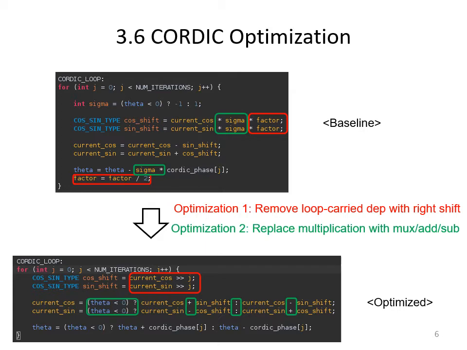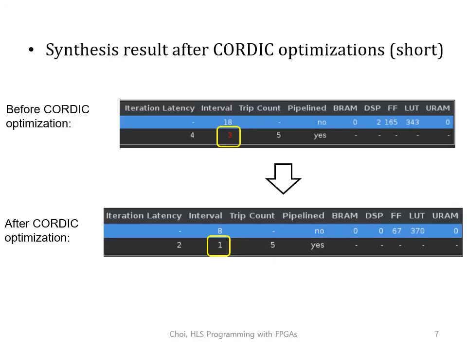Okay, let's see what happens if we make these code modifications. This is the synthesis report after the code changes. You see that the II is now 1, which is the result we wanted.